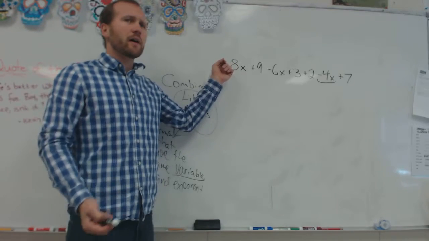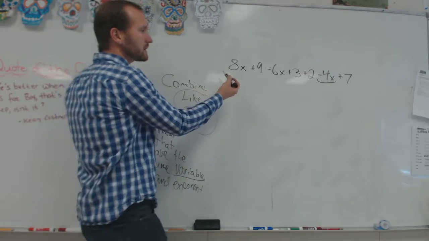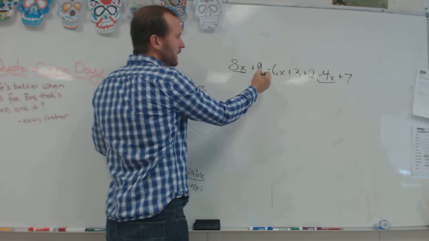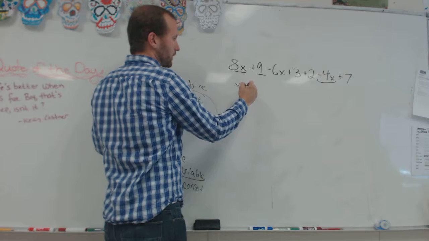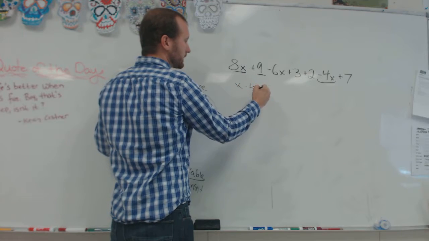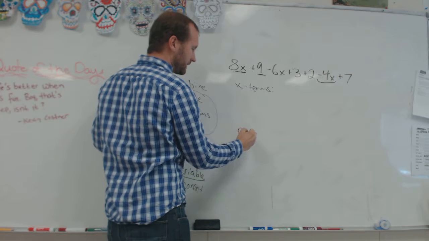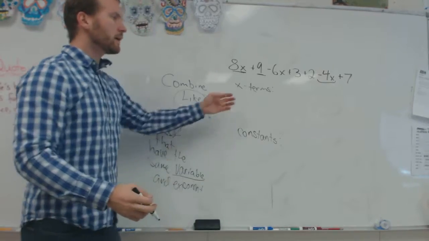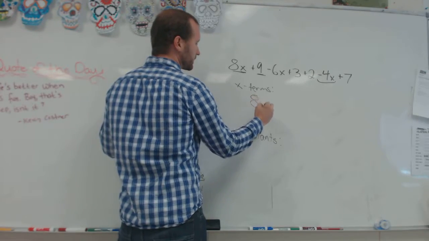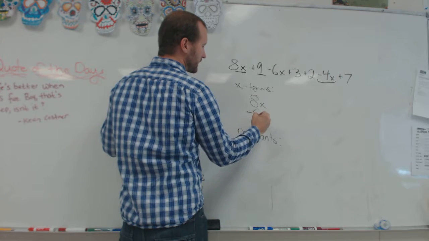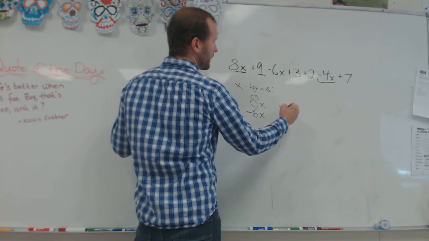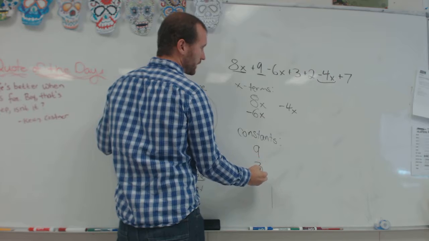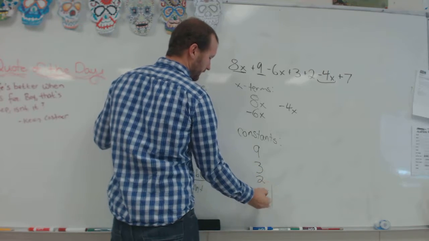So what would be all of our like terms? In this expression, we have two types. We're going to have our x terms, like 8x, and we're going to have our constant terms. So make a list of the x terms and make a list of the constant terms. In our x terms list, we would have 8x, negative 6x, negative 4x. And in our constants list, we would have 9, 3, 2, and 7.